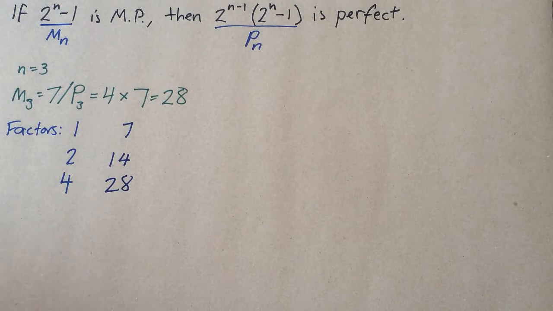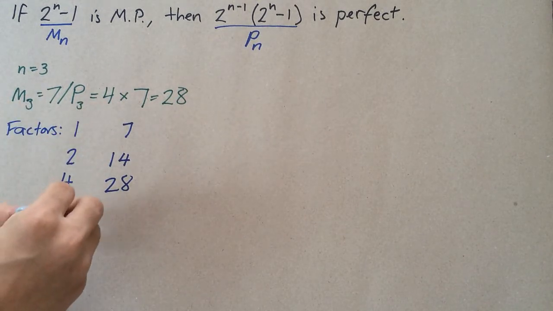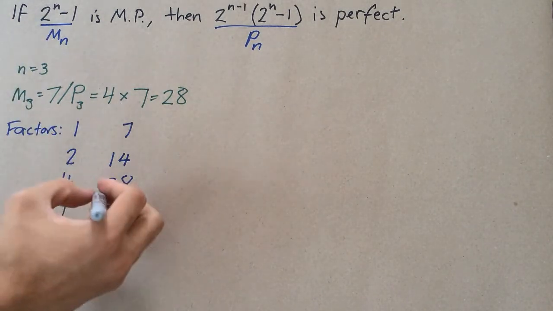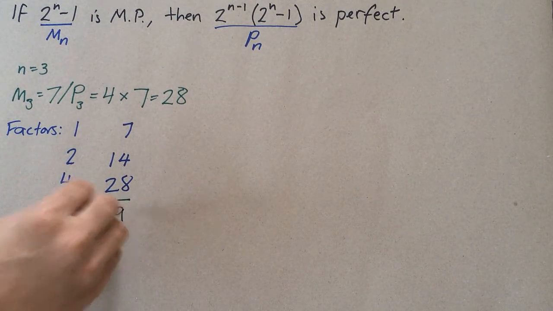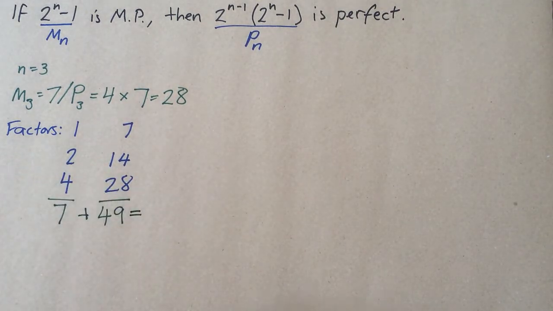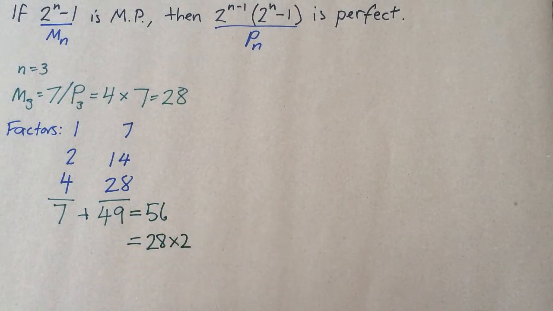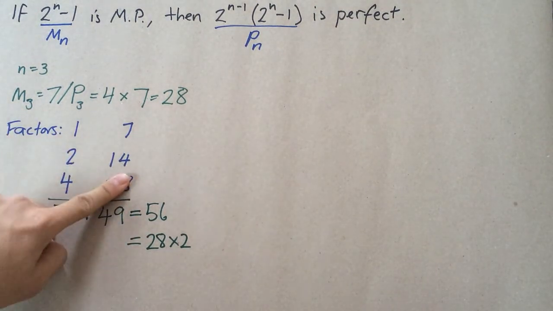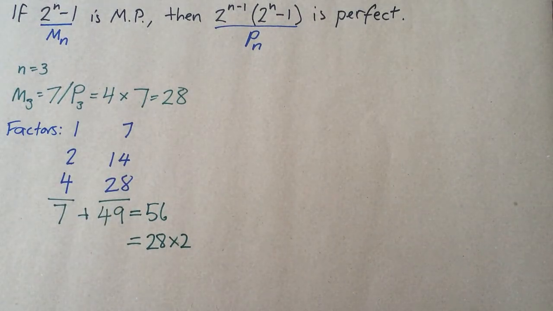Now, if I add up these factors, I will get 7, which is the Mersenne prime, just in case you were wondering. And you add this bit up, you get 49. If you add those two up, 7 plus 49, you get 56, which equals the double of 28, which is what we said earlier. So if you don't count one of the 28, all the other 5 factors will add up to 28, which means 28 is a perfect number.